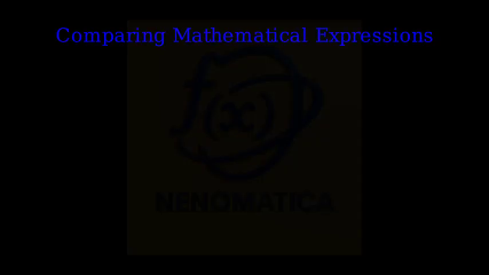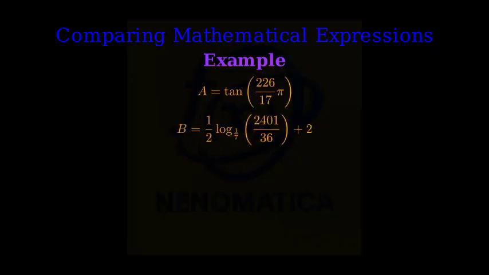Today we're going to solve a problem that asks us to compare two values to determine which one is larger. Let's look at our example. We need to determine which of the following two values is larger. Let's start by simplifying expression A. We have A equals the tangent of 226 divided by 17 pi.